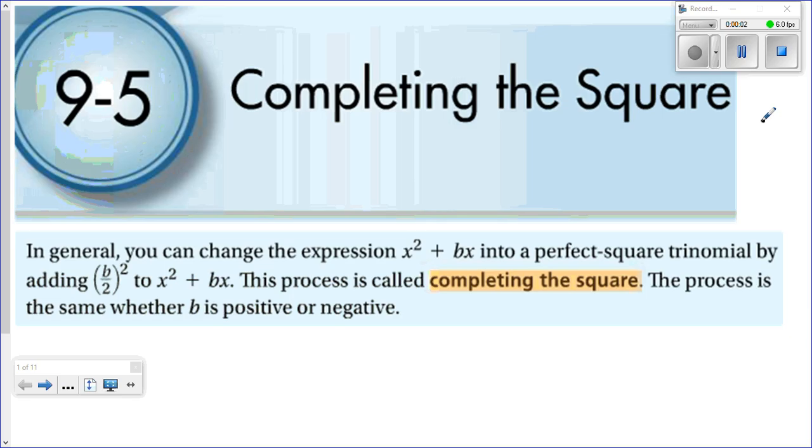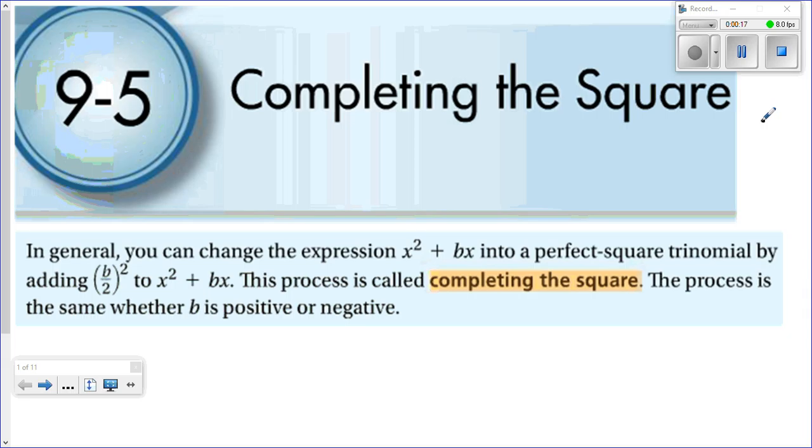Chapter 9, Section 5. This section is called Completing the Square. So this is yet another way for you to solve a quadratic equation. So far we had the square root, we had graphing, and we had the property of zeros, and now this is completing the square.